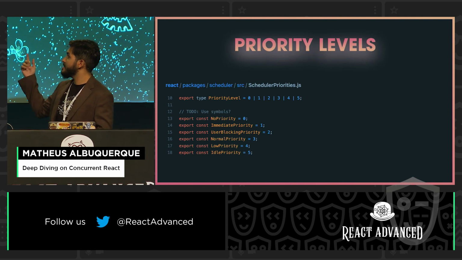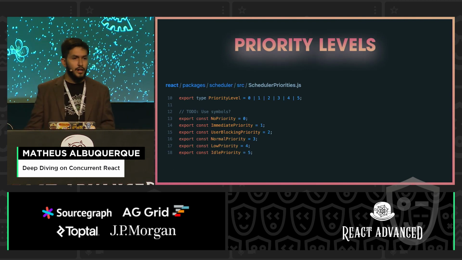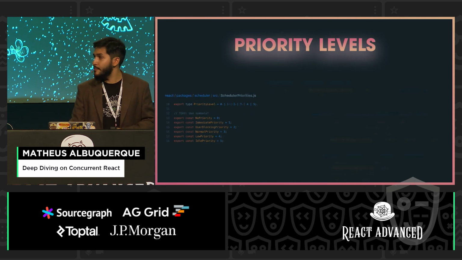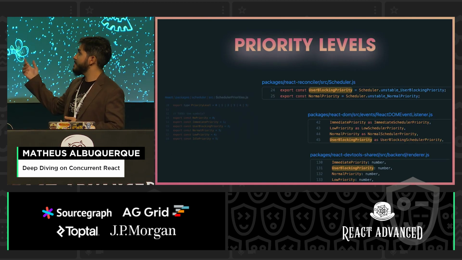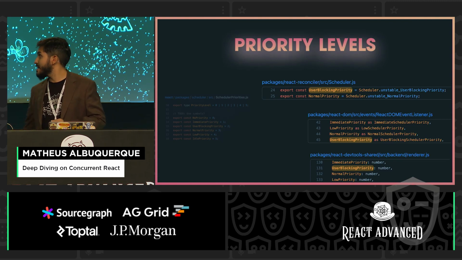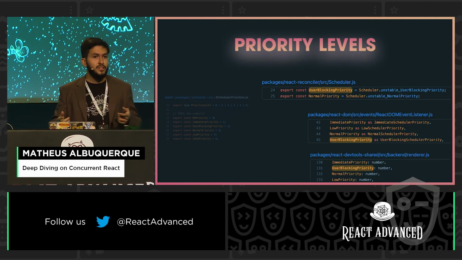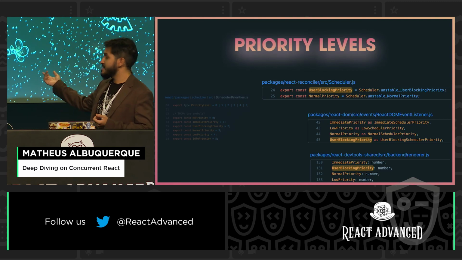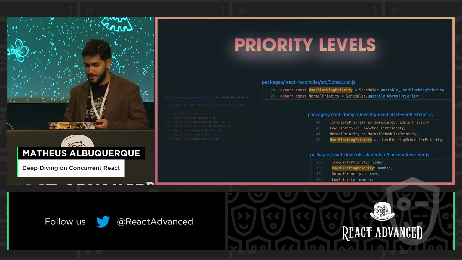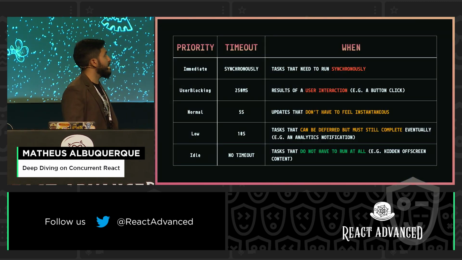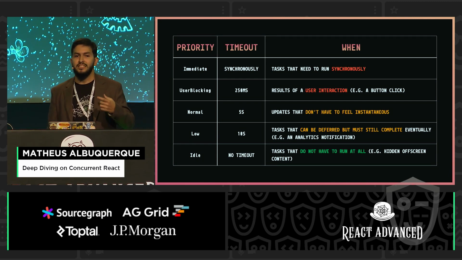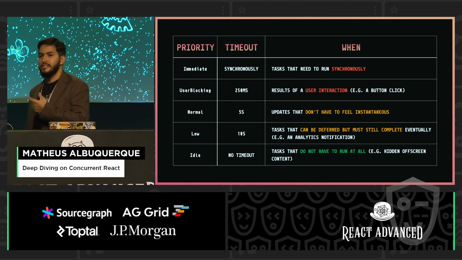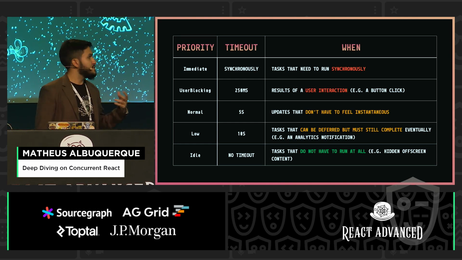So we see them in the source of the scheduler, but you can see them repeated throughout the whole framework. We can see them in the reconciler package, in the renderers like React DOM, and we can even see them in the dev tools. Basically, they range from immediate to idle, and each of them has a different assigned priority that is going to tell React when something should be done.